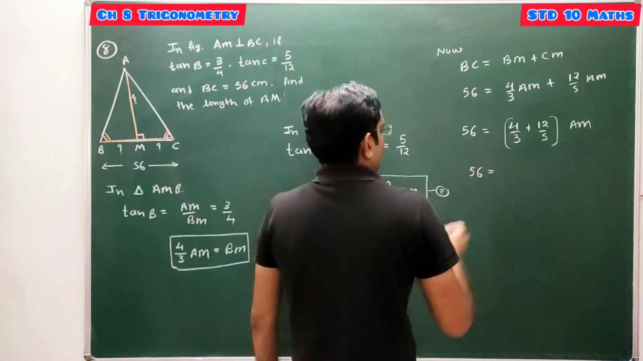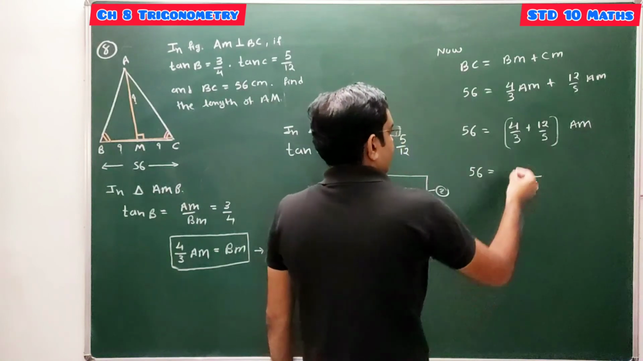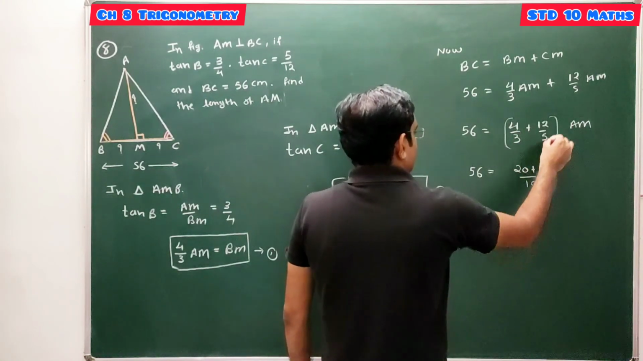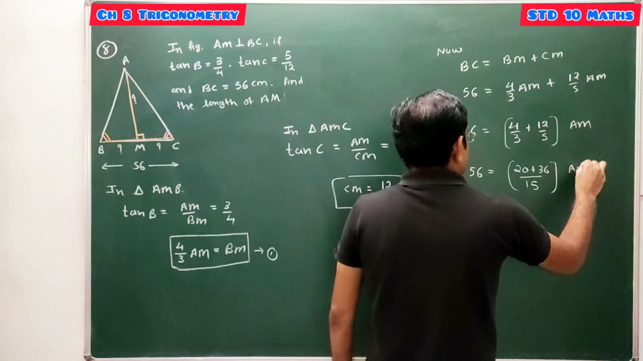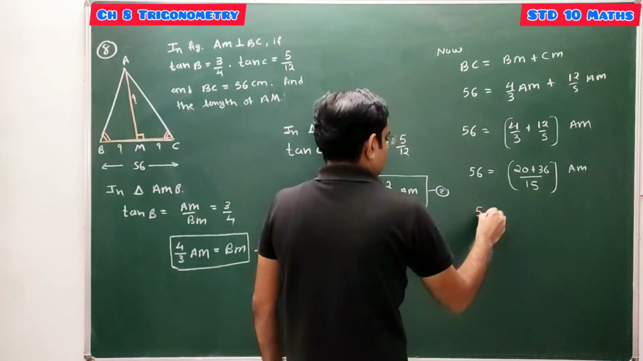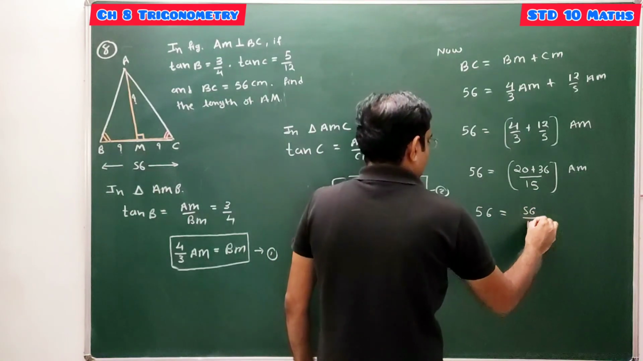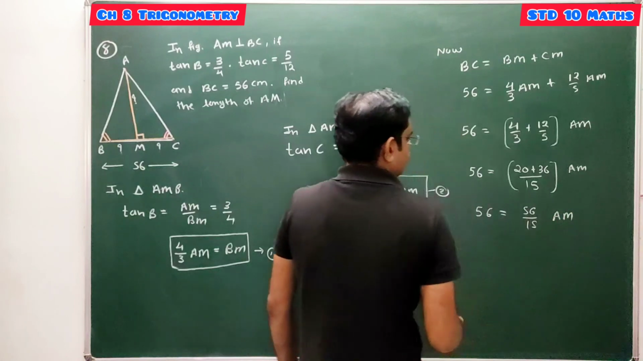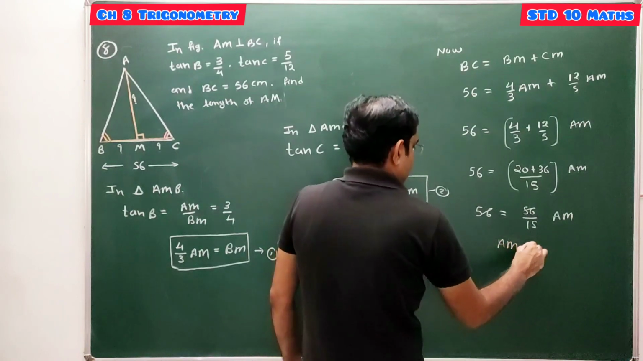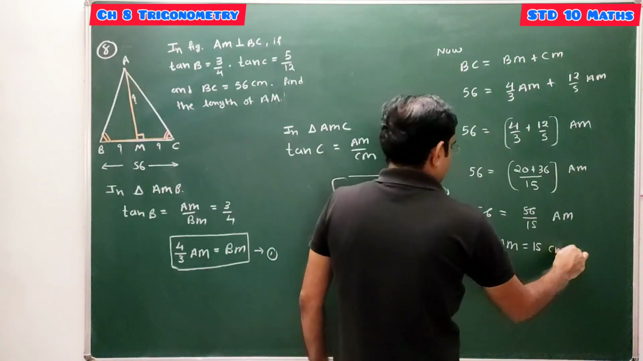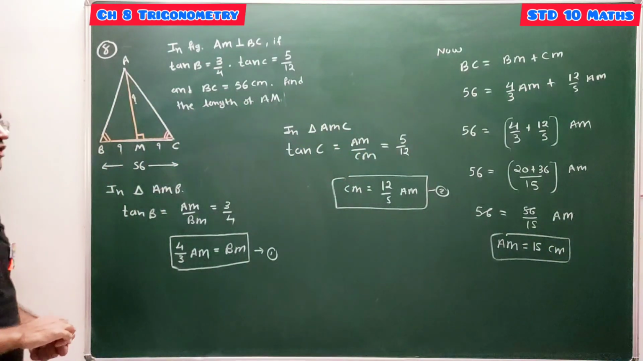Now simplify this bracket. So 56 equal to, LCM is 15. 3 5s are 15, 5 4s are 20, plus 5 3s are 15, 12 3s are 36, AM. So this is 56 equal to addition of numerator, 20 plus 36, it's 56 upon 15 into AM. 56 cuts, 15 will multiply with this one, so our answer is AM equal to 15 centimeter. Done. So this is how you can solve your question number 8. Pause the video and note it down.